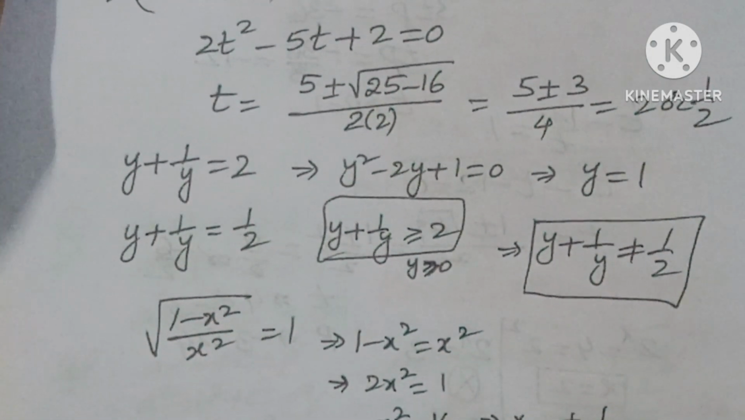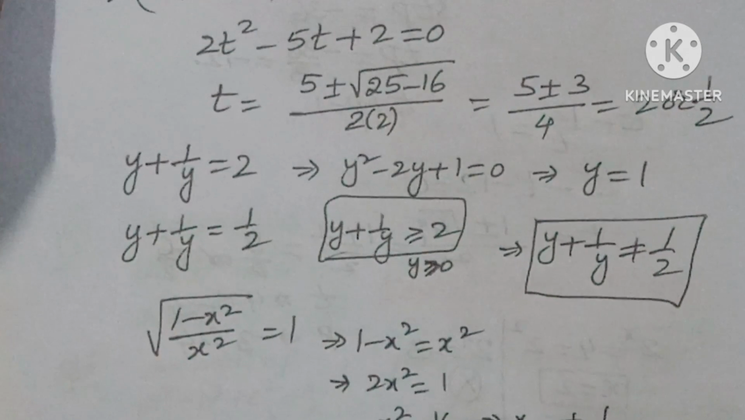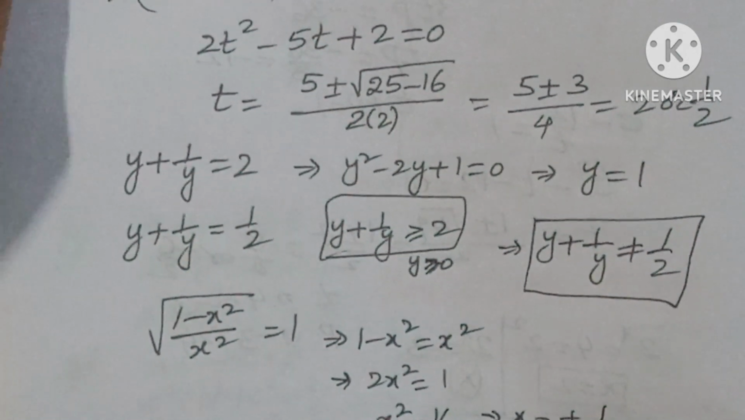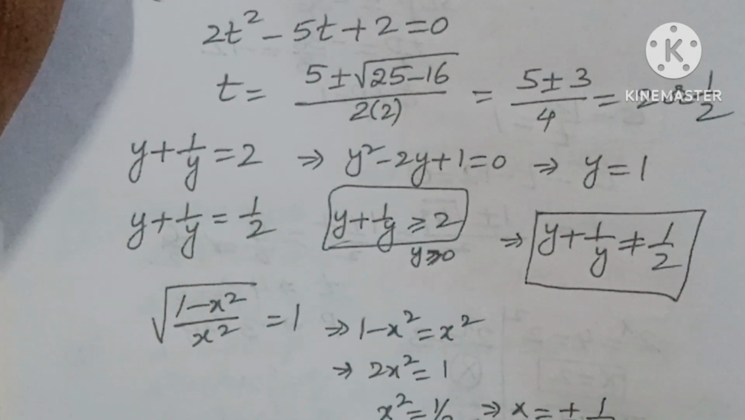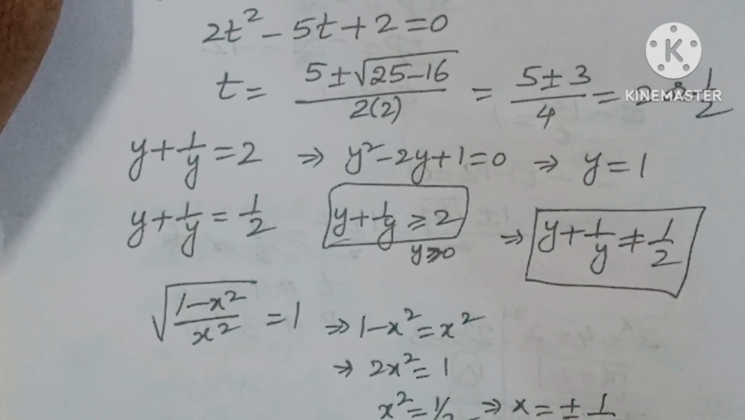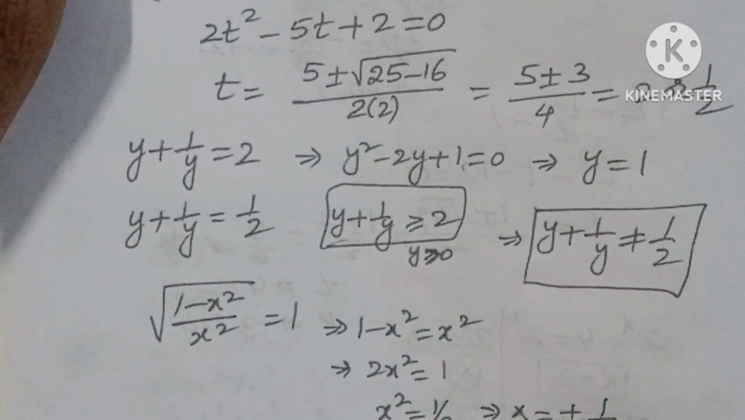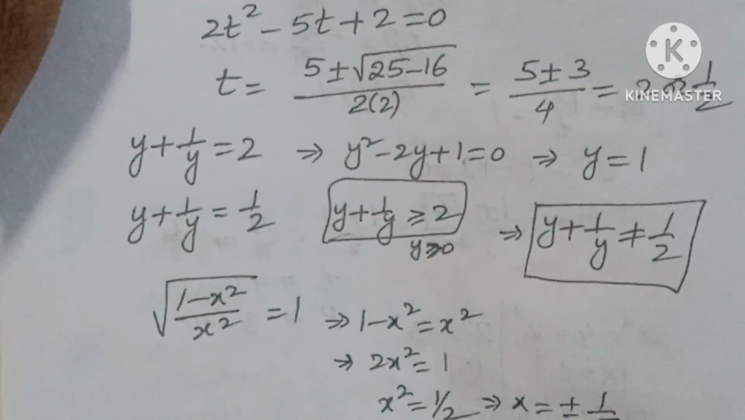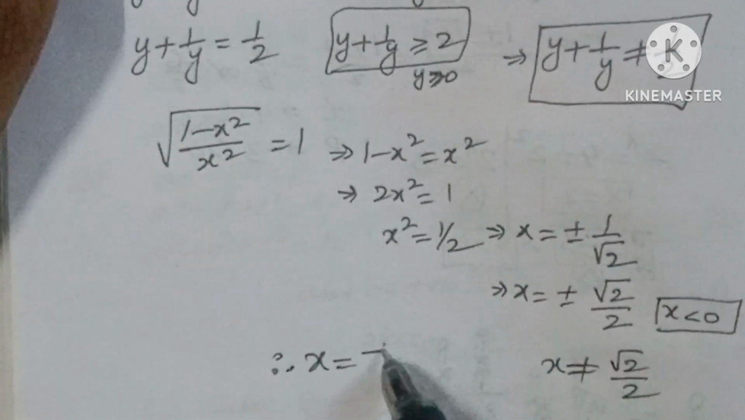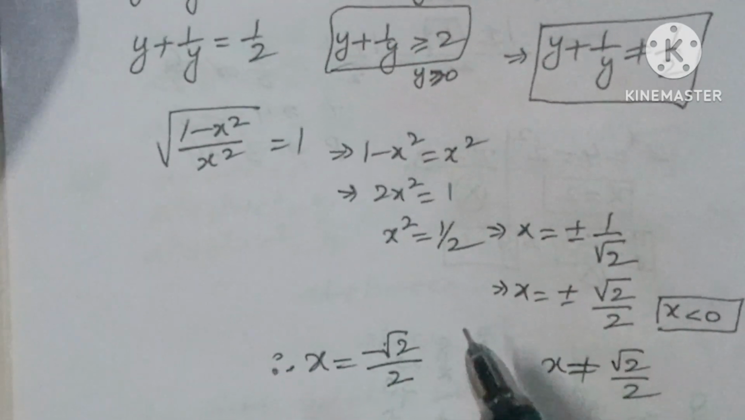So here x is less than 0. So here you cannot take x is equal to root 2 by 2. Therefore x is equal to minus root 2 by 2 is the answer.